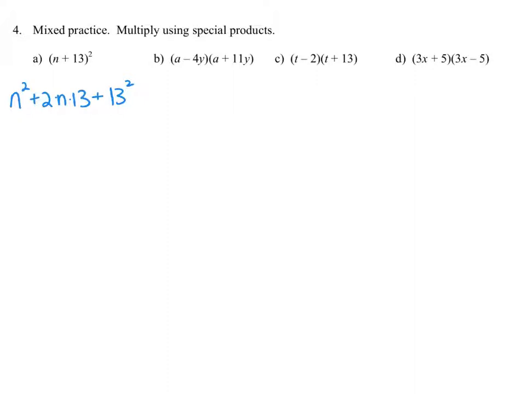When we simplify this, we get n squared plus 2n times 13, twice the product, which is 26n, plus 13 squared, which is 169.